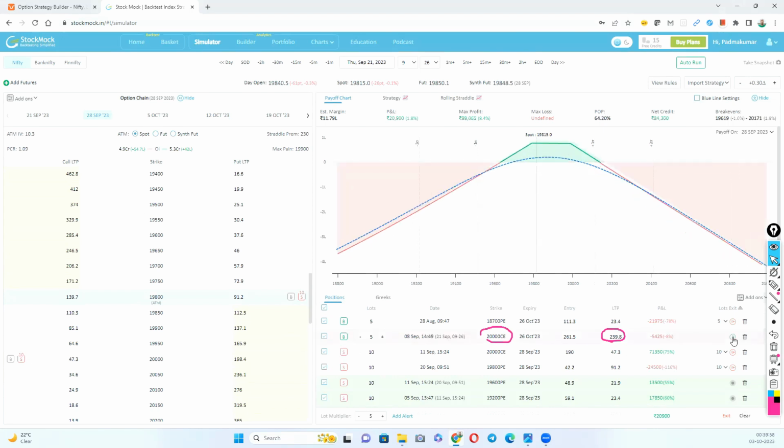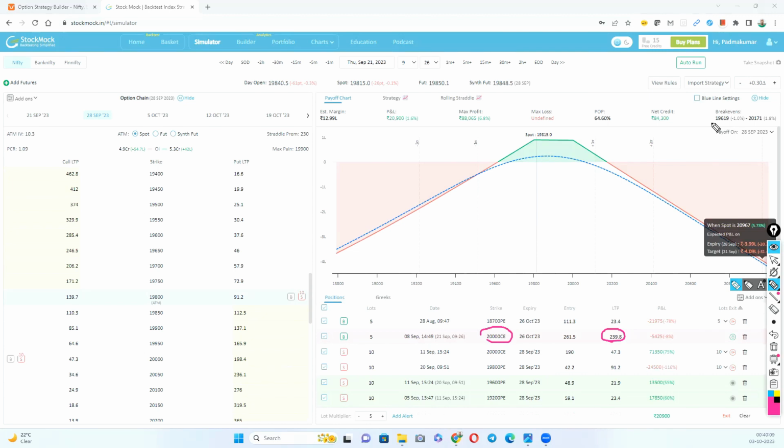Close this 20,000 hedge. Close it. Okay. And also watch this break even. So the lower side break even is 19,600. Upper side, we have a very good break even, 20,171. Right. So now we'll have to understand. We removed the second hedge also. So on the upside we do not have any more hedges.